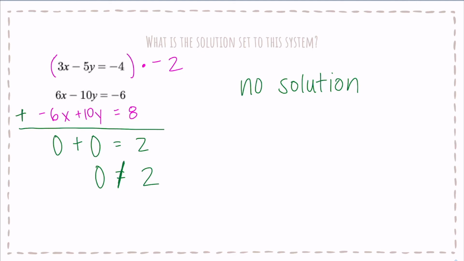Now, if you had gotten to a point where it was 2 equals 2 or something, then you know that that means infinitely many solutions. Or if you had gotten 0 equals 0, that would also be infinitely many solutions. So again, when you're solving algebraically and you get to a point where the variables are eliminated and you're left with a value on each side, if they're the same number, infinitely many solutions; different numbers, no solution.